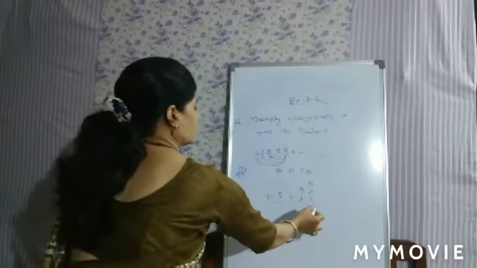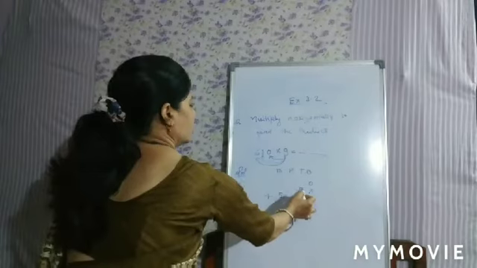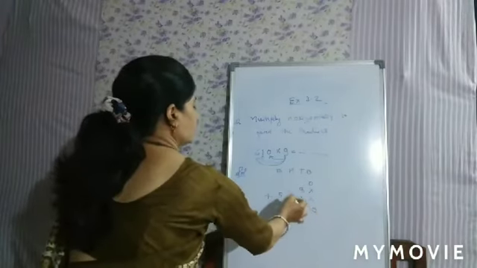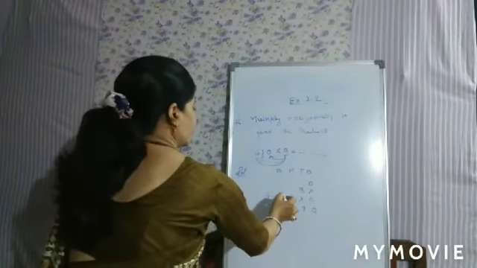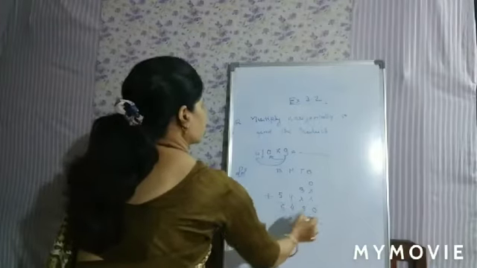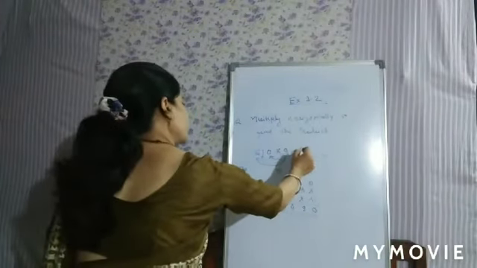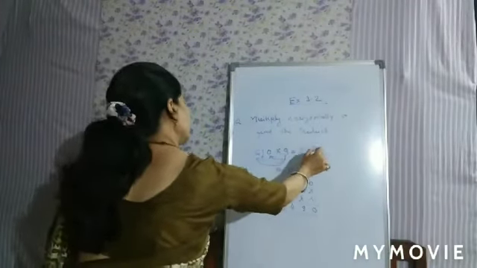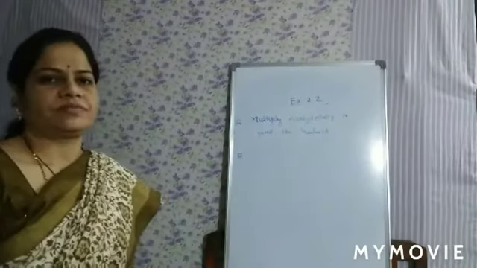0 cross cross will be 0. 9 cross will be 9. 4 as it is and 5 as it is. What will you get? 5490. This is the product.